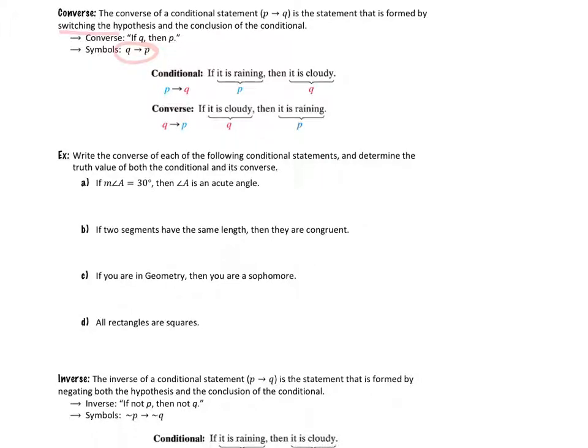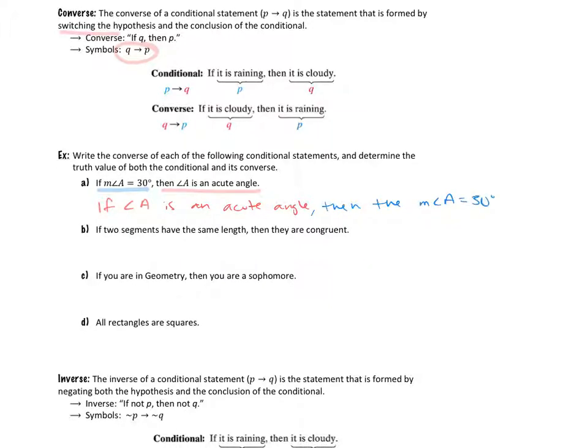So let's look at some examples of writing the converse based on the conditional statements. Then we'll determine the truth value of the conditional statement and its converse. So, in the original one, if the measure of angle A equals 30, then angle A is an acute angle. So, when I switch those, if angle A is an acute angle, then the measure of angle A equals 30 degrees.